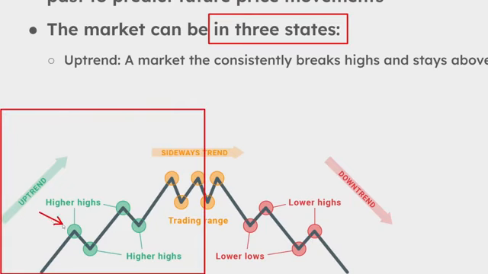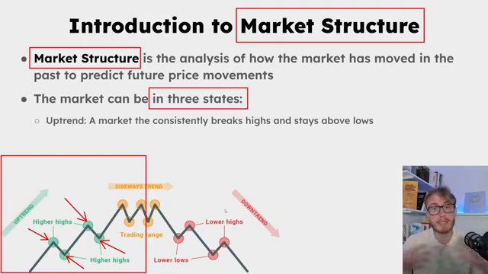You can see that the market here is both printing consecutive higher highs while at the same time printing consecutive higher lows. As long as the market keeps on printing higher highs and higher lows, we are in an uptrend. And very soon we will dive deeper into analyzing uptrends, but so far this is all you need to know.